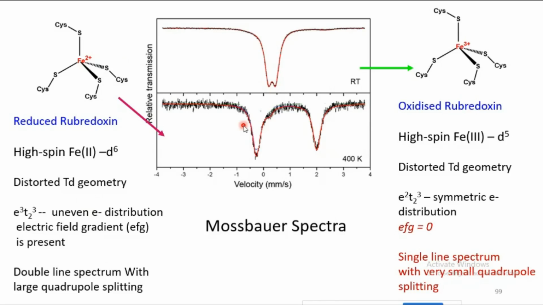In the case of the oxidized form of rubredoxin, iron is, as we said, maintaining the high spin state, so the iron oxidation state is changing. The reduced form and the oxidized form of the iron will be in the +3 oxidation state. If you see the electron distribution e2 t2-3, there is a symmetric electronic distribution, so the electric field gradient is 0. But here the splitting is due to the slight distortion in geometry, due to which we have a very small quadrupolar splitting parameter.